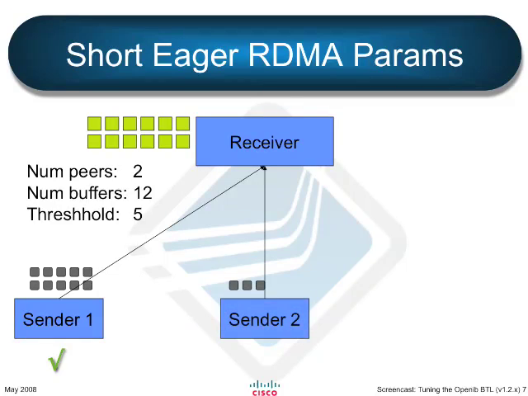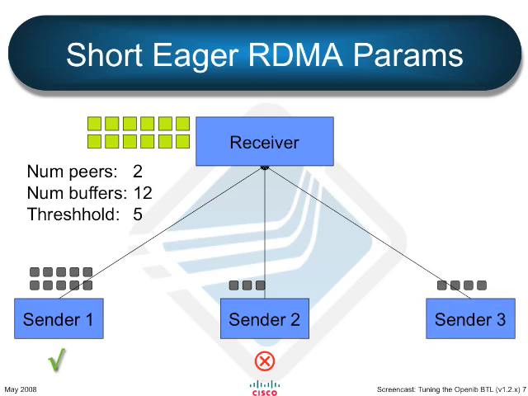So then let's say sender 2 comes on the scene here, and he sends 3 short messages to the receiver. Well, 3 doesn't meet the threshold of 5, so we say, nope, sorry, you're going to continue using send-receive semantics. You're not going to use RDMA semantics. Now let's say sender 3 comes on the scene, and he sends 4. Again, 4 doesn't meet the threshold of 5, so therefore he is also still relegated to send-receive semantics.